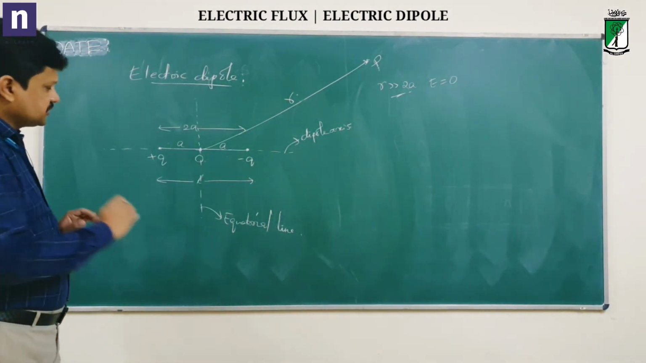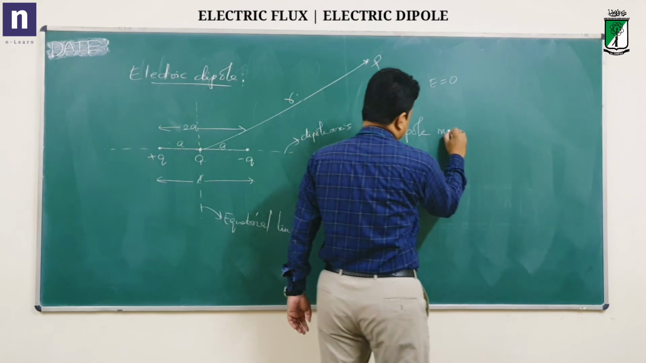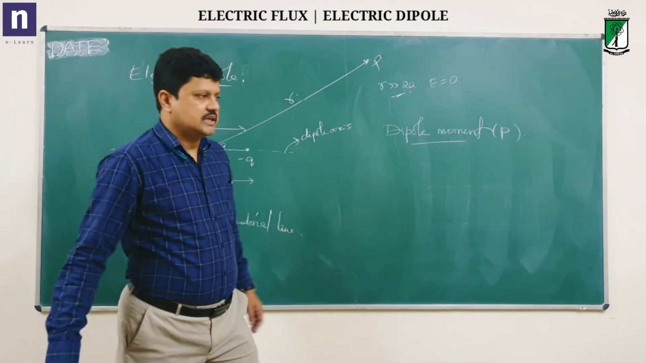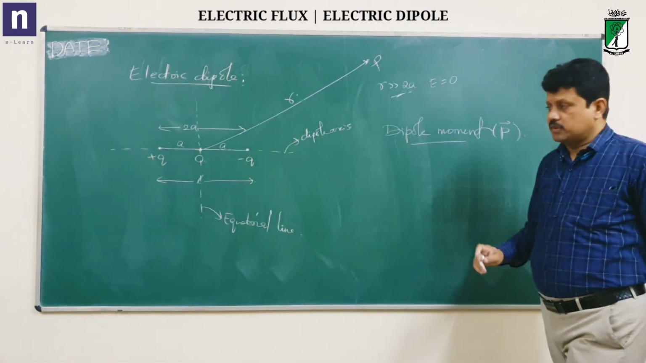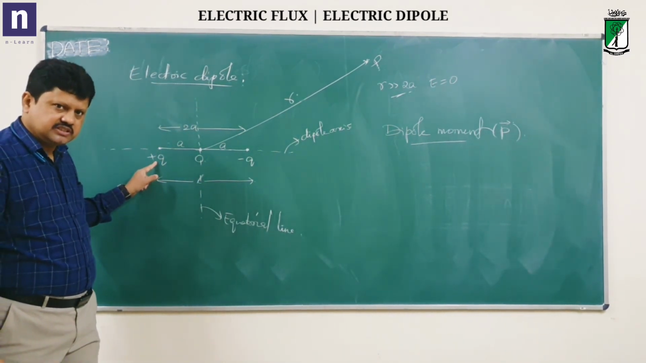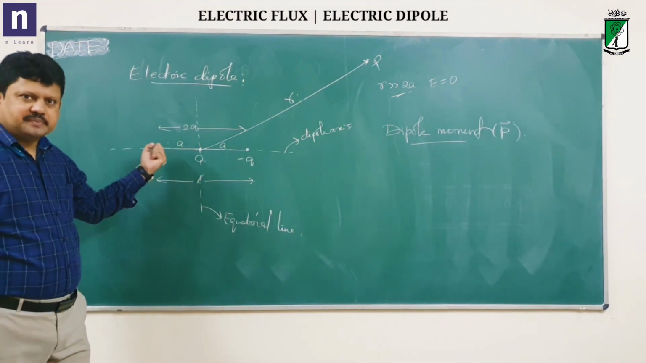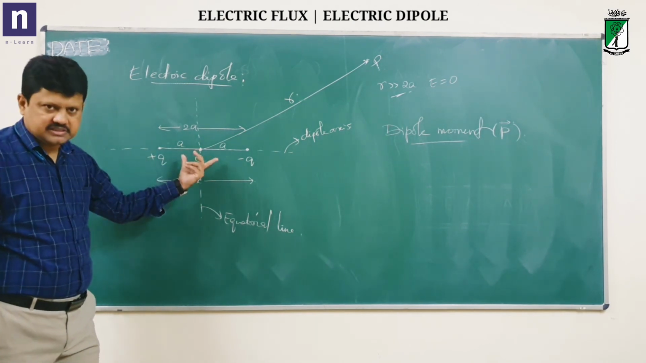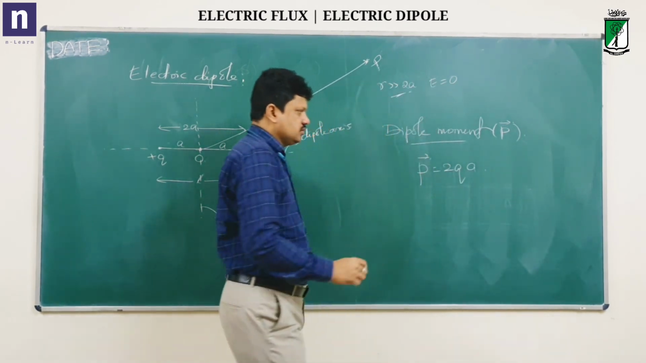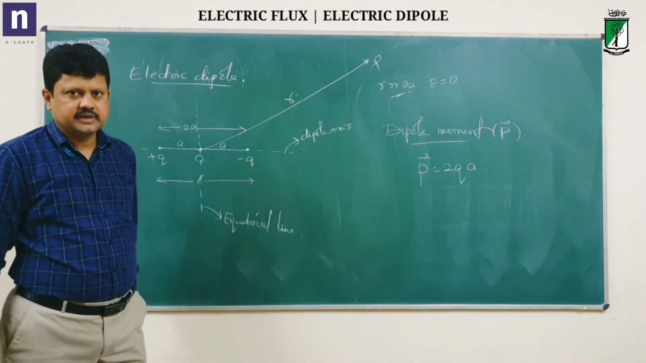With respect to a dipole, there is one more important characteristic called the dipole moment p. The dipole moment p is defined as the product of the magnitude of one of the charges in the dipole and the distance between the two charges, that is, the dipole length. Dipole moment is equal to q into 2a, which is 2qa.